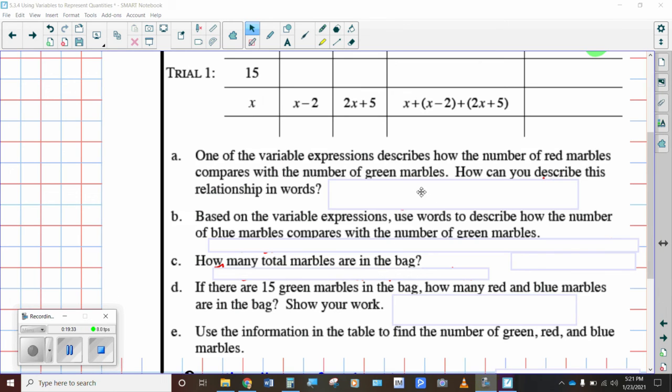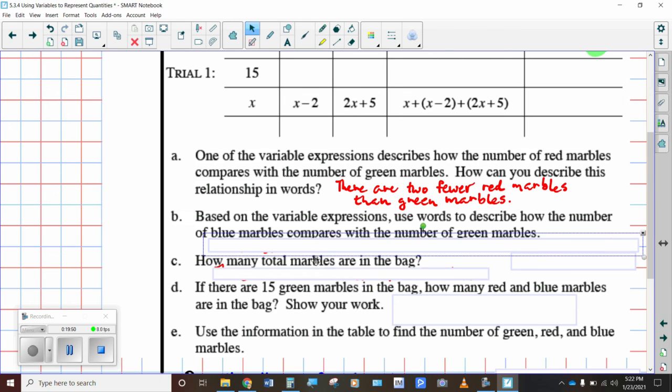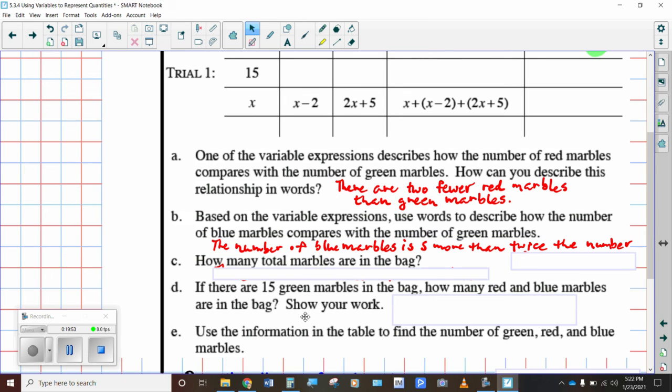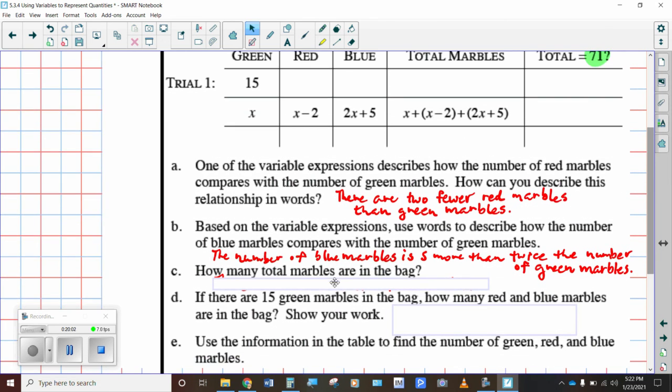All right, so how can you describe the relationship between red marbles and green marbles? I said the number of red marbles is 2 fewer than the number of green marbles, right? And based on the variable expressions, use words to describe how the blue marbles compare to the green marbles. So we said that must be 5 more than 2 times the number of green marbles. So how many total marbles are there? Well, we highlighted that, right? There were 71 total marbles in the bag.